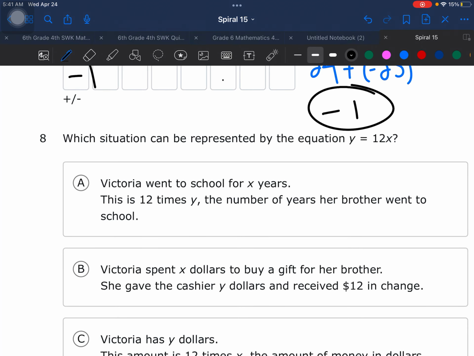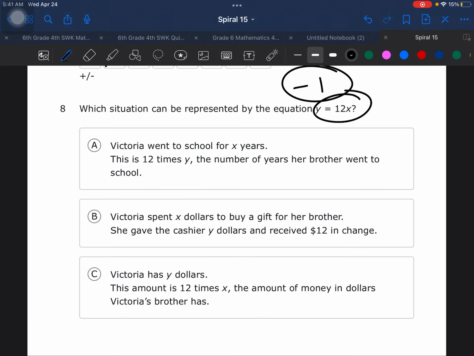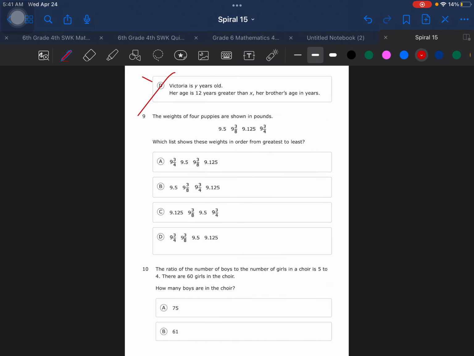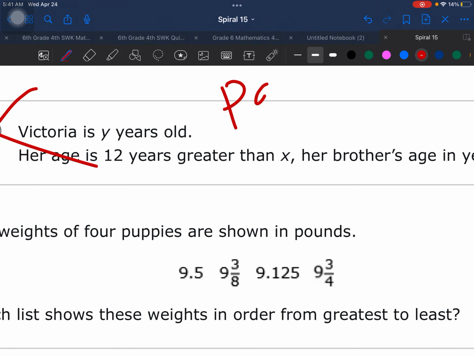Last one for this video. We're multiplying by 12, but we're multiplying x by 12, and y is the total. Y is the total, multiplying by 12. Boom. Así es fácil. Papita, chicos.